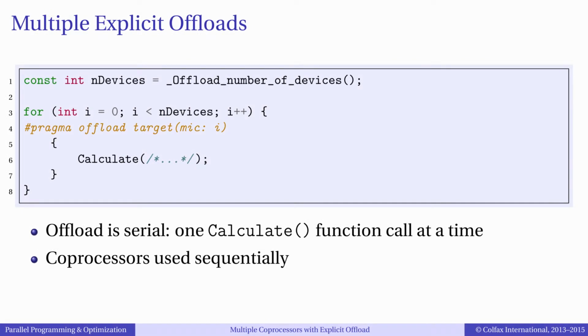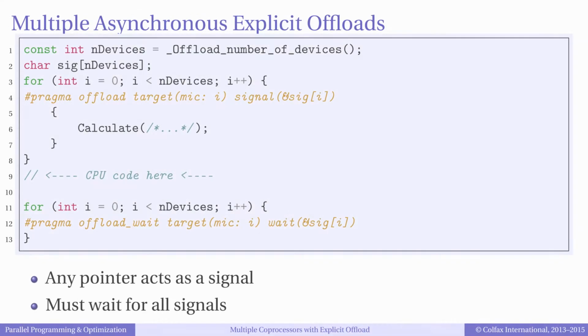Finally, let us try to offload to multiple coprocessors. The index in the target clause of pragma offload can be used to offload to a specific coprocessor. This code snippet will offload calculate to each coprocessor in order. However, recall that the offload is blocking, so this code will be executed sequentially on coprocessors. To offload to multiple coprocessors simultaneously, there are two approaches, the asynchronous approach and the multithreaded approach.